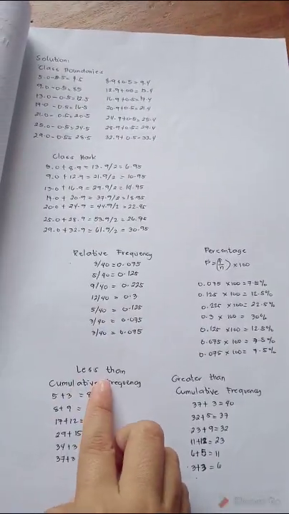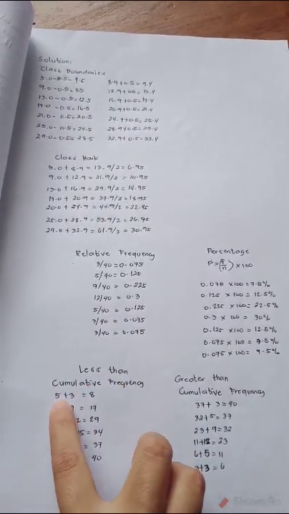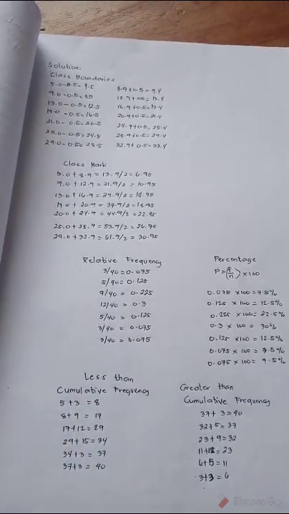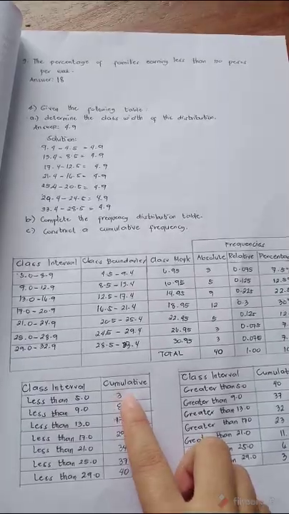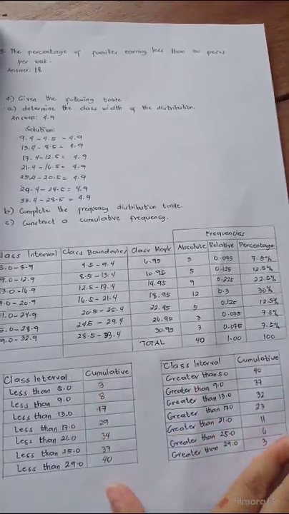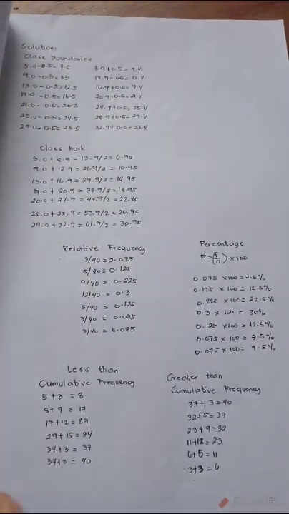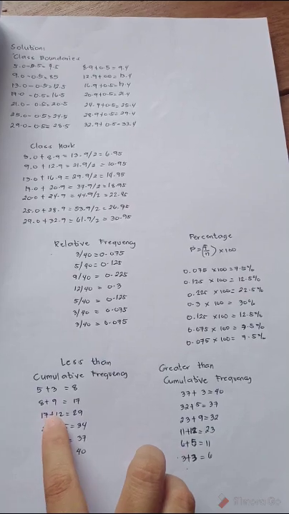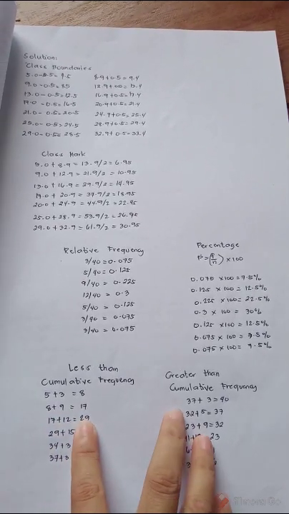For the less than cumulative frequency, we have 5 plus 3 is equal to 8. 8 plus 9 is equal to 17. 17 plus 12 is equal to 29.